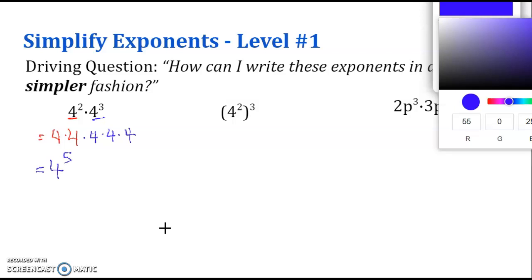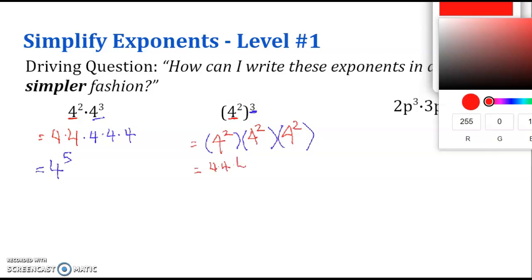What about the next one? 4 squared to the power of 3. Let's put parentheses here. Whatever is in the parentheses is being multiplied 3 times. That's what this 3 means. With that, we deal with the 3 first, and then deal with what's inside the parentheses. That's 4 squared, and we know 4 squared is just 4 times 4.